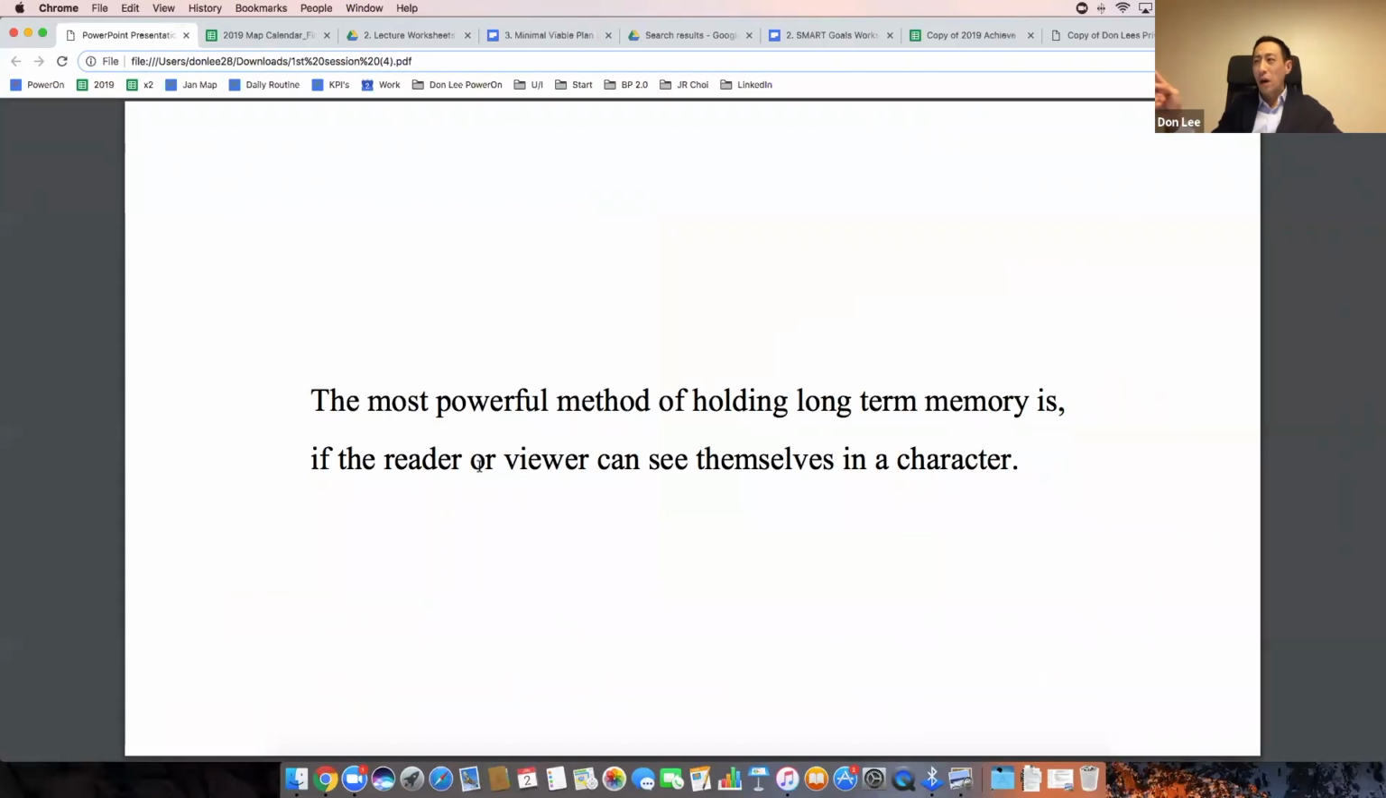The most powerful method of holding long-term memory is if you can see yourself as the character. That is the best way to hold new information and to retain it and to make it yours.